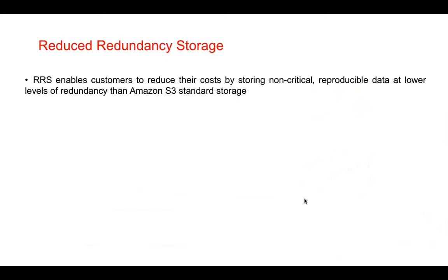RRS enables the customers to reduce their costs by storing non-critical, reproducible data at lower levels of redundancy than Amazon S3 standard storage. So if there's any data that is non-critical, you can reproduce that at lower levels of redundancy than Amazon S3 standard storage. So any piece of data that you think is not that crucial, not that critical, you can reproduce that, or if it gets lost, or if it's not durable, you can accommodate that. In that case, you'll go with this RRS, which is a short form of reduced redundancy storage.